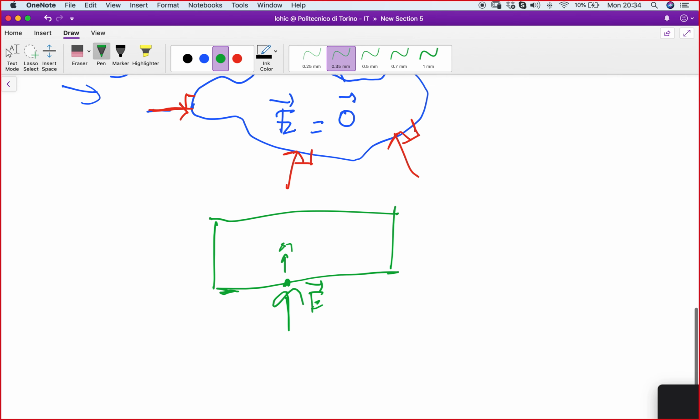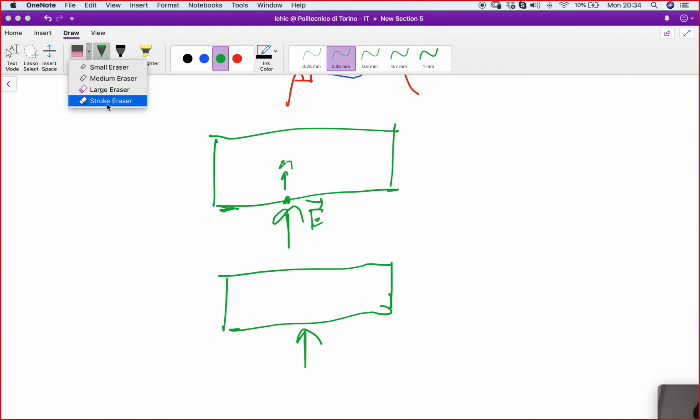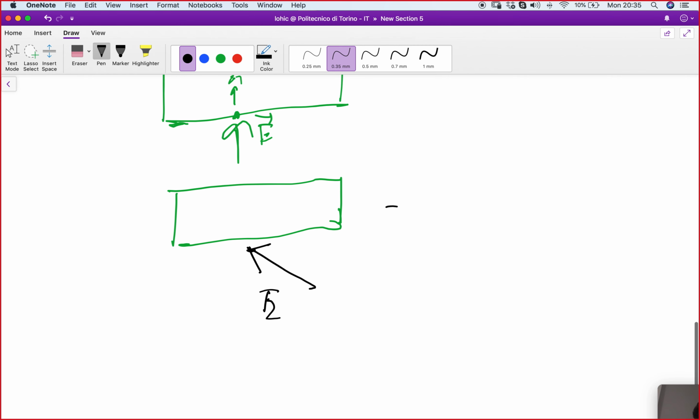But if the field wasn't perpendicular to the surface of the conductor, so let me draw a field that is not perpendicular to the surface of the conductor. So maybe the field comes like this. So this is the external electric field. If the field is like that, you can split it in two components. There will be the tangent component.